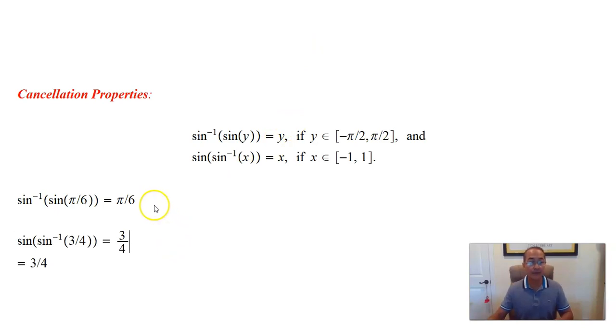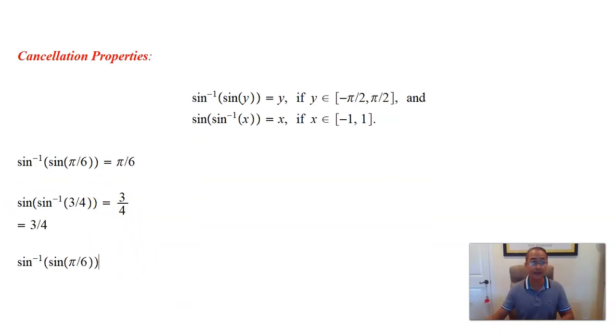Now, let me warn you a little bit about this cancellation law. It only works when y is between -π/2 and π/2. If we are out of that interval, let's change the π/6. Let's make it instead 5π/6.